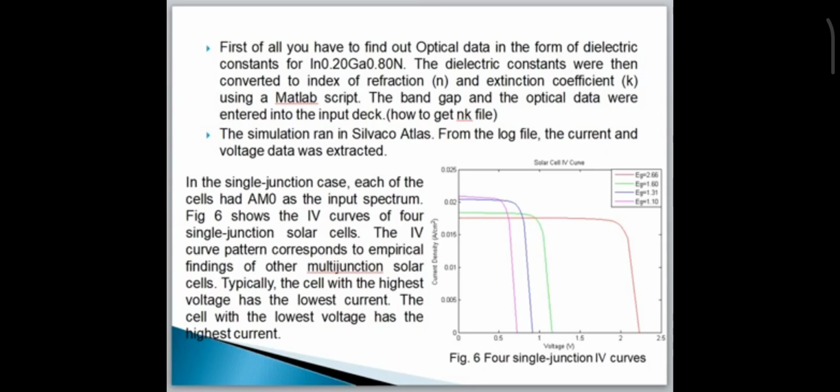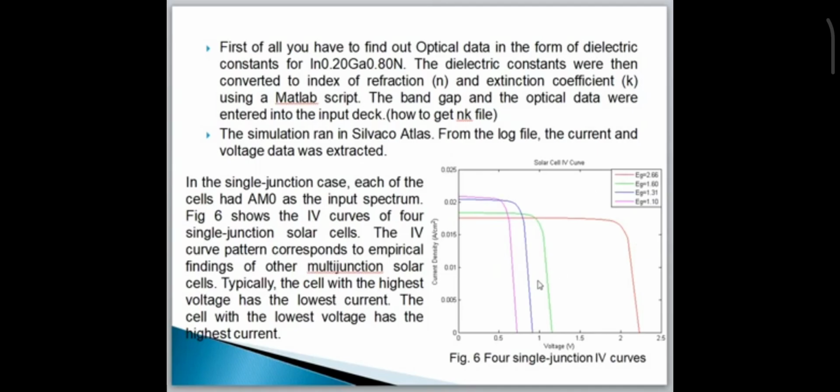After converting into dielectric constant, you have to design a .nk text file in which n is the index of reflection and k is the extinction coefficient. It can be done by using the MATLAB script. The band gap and the optical data were entered into the input deck. How to get the NK file, I will explain through MATLAB at the end of the presentation. The simulation ran in the Silvaco Atlas. From the log file, the current and the voltage were extracted.